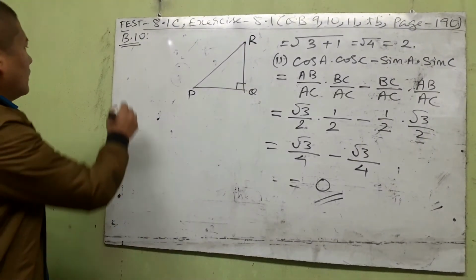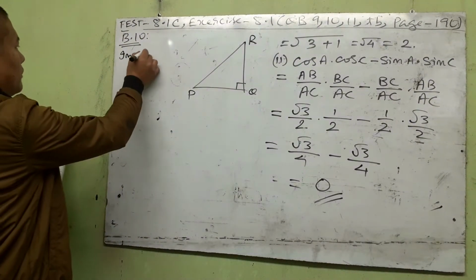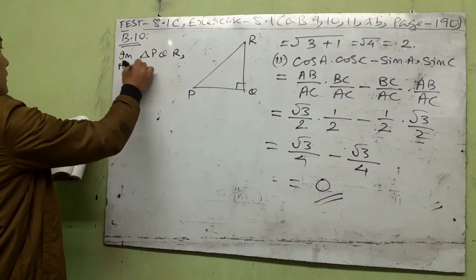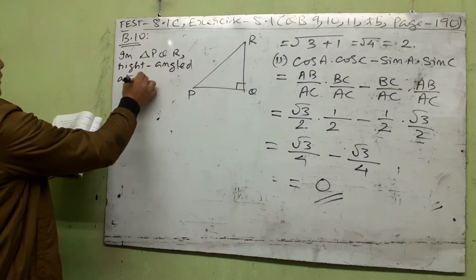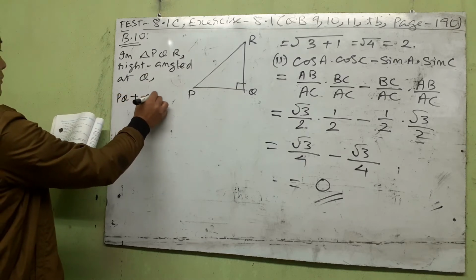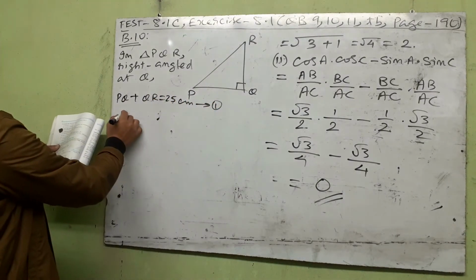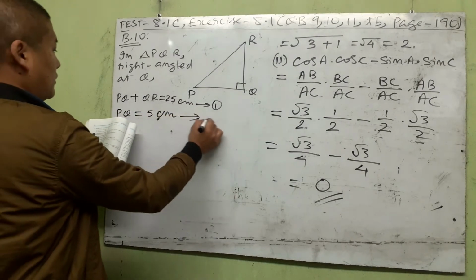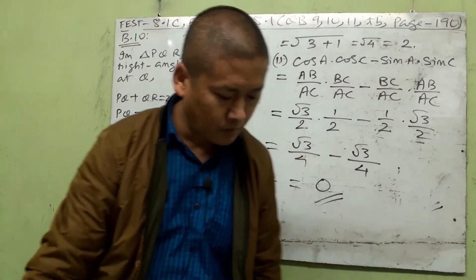So let's write down in triangle PQR, right angled at the point Q, given to us are PQ plus QR equal to 25 centimeter. Let us put this one as equation 1. And then PQ is equal to 5 centimeter. Let us put this one as equation number 2.